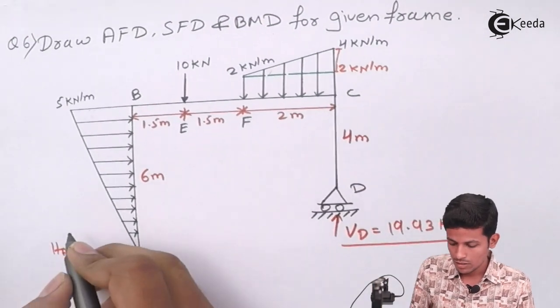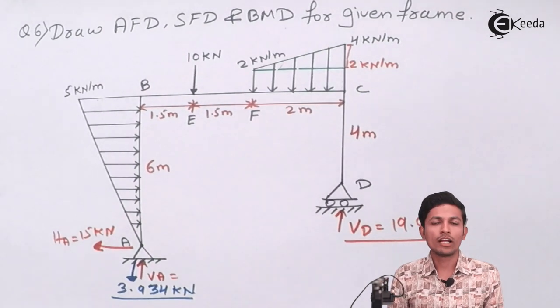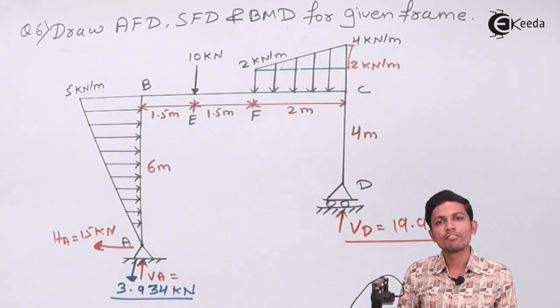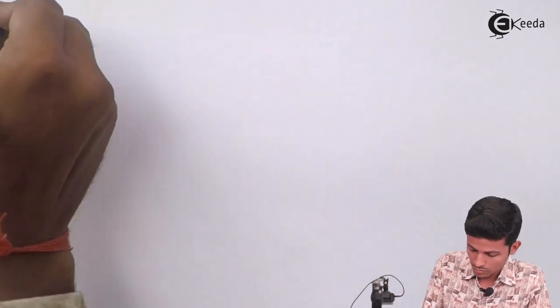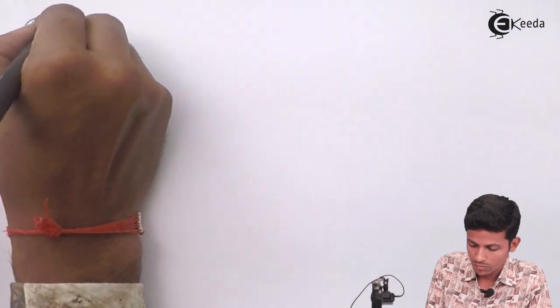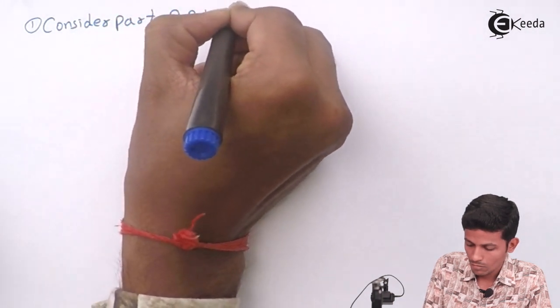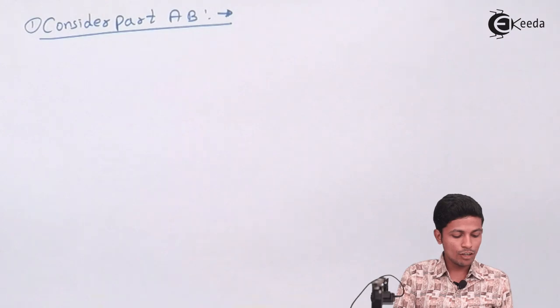Updated in the sums, 15 kilonewton. Okay, now we are done with the first part, the support reaction calculation. Now our next part is considering the different parts and drawing their AFD, SFD and BMD. Let's consider first part A and B. Now we have considered part AB. Now draw the FBD of the AB part.